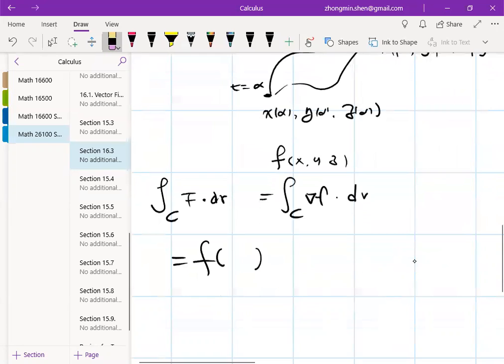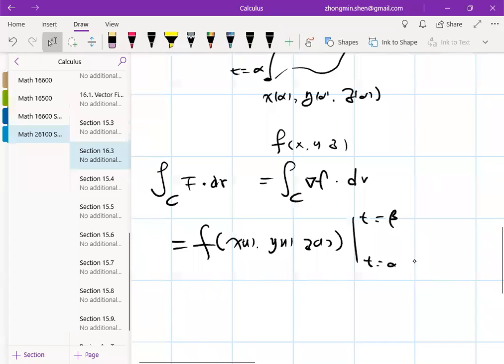Let me simply write it like this: f of (x(t), y(t), z(t)) evaluated from t equals alpha to t equals beta. It's the difference of the values of the function at the two endpoints. So it is independent of C. The exact position of the C doesn't matter.